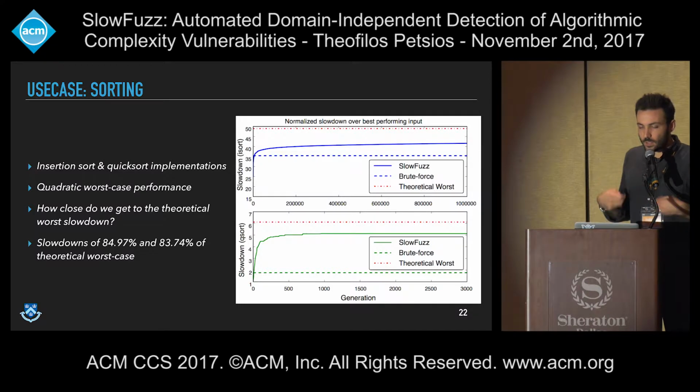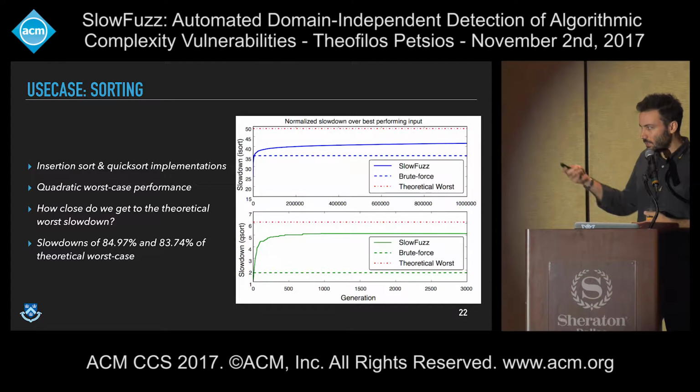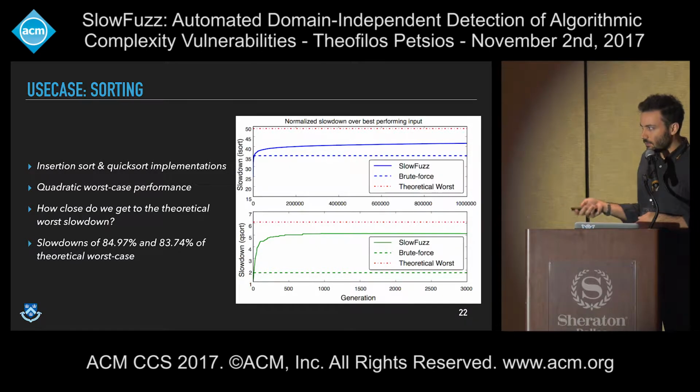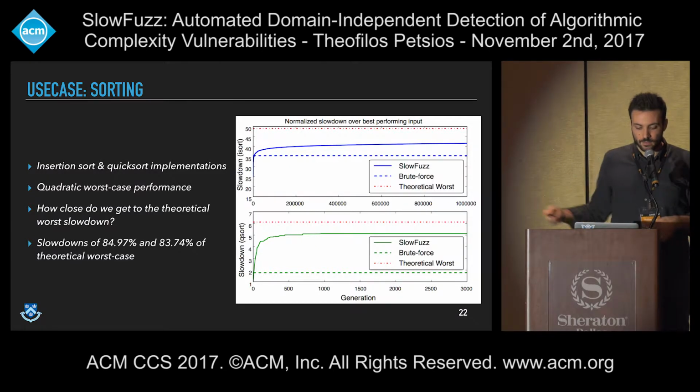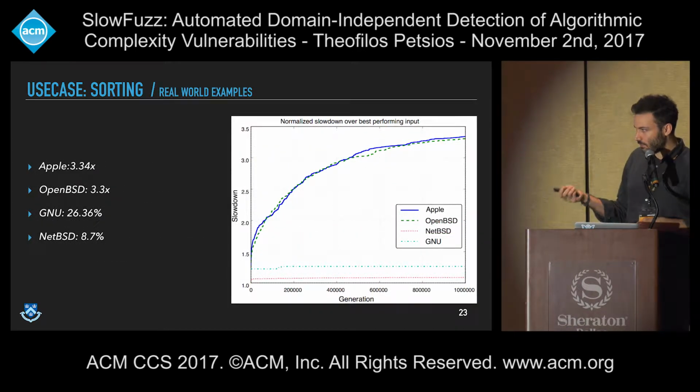So we wanted to see what happens if we don't know what the worst case input is. We tried quicksort implementations in real world operating systems and from different open source communities. We show that, for instance, we managed to achieve a 3 times slowdown for a fixed input size for the quicksort implementations of Apple and the OpenBSD communities, 26% for GNU and 8% for NetBSD.